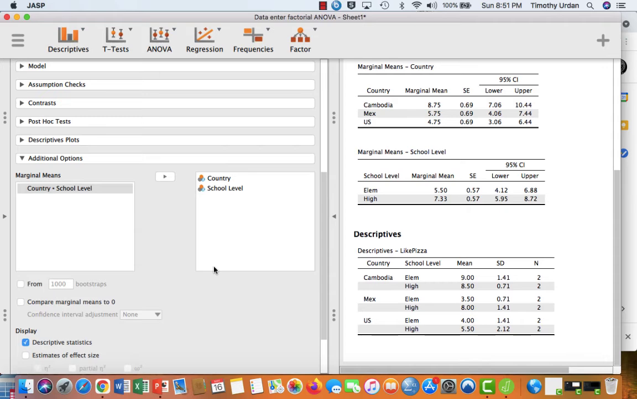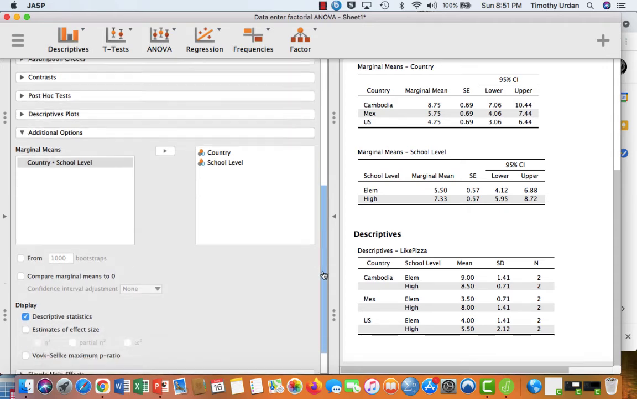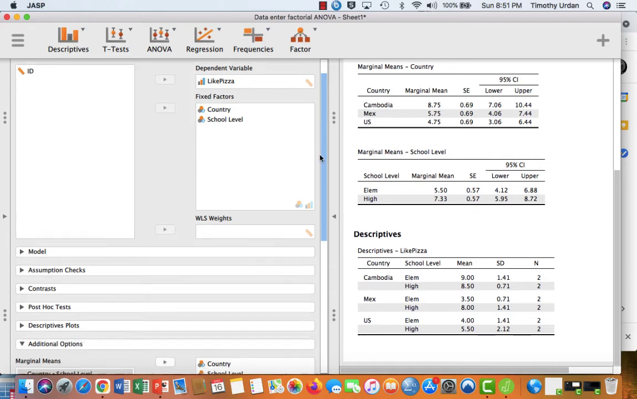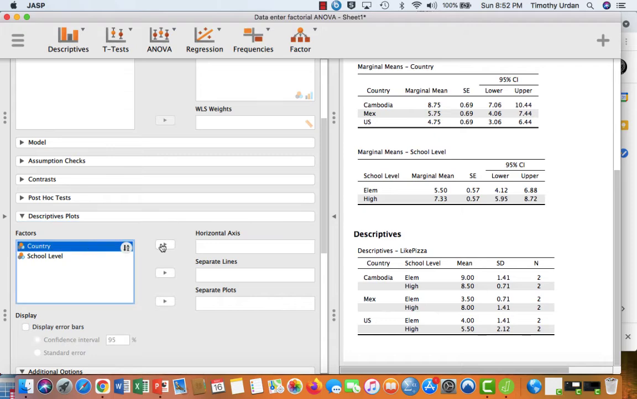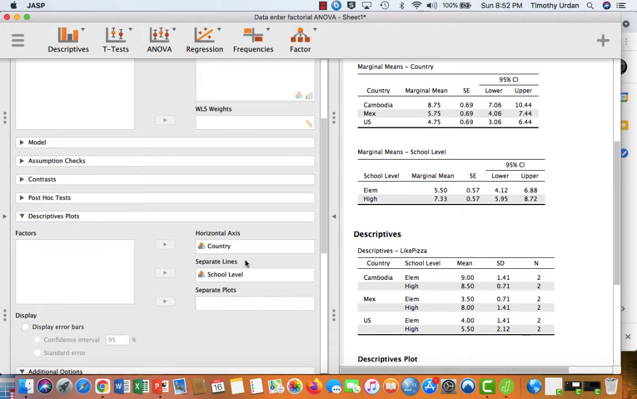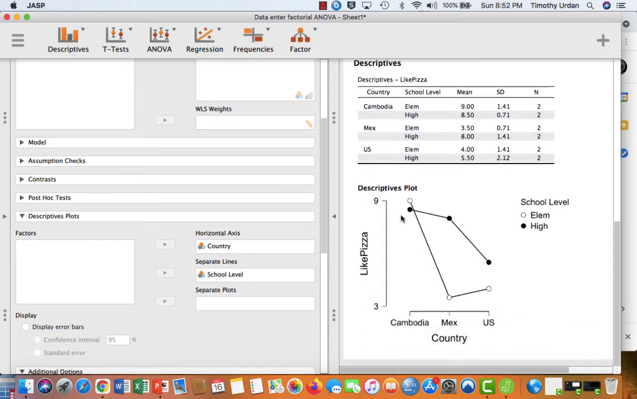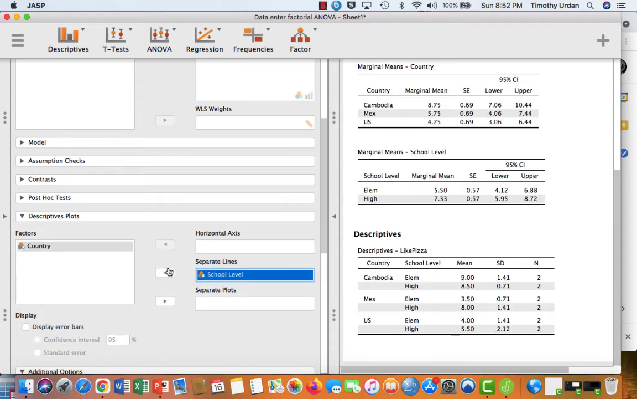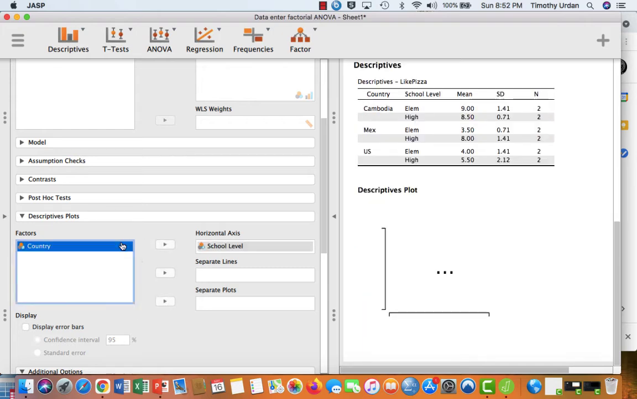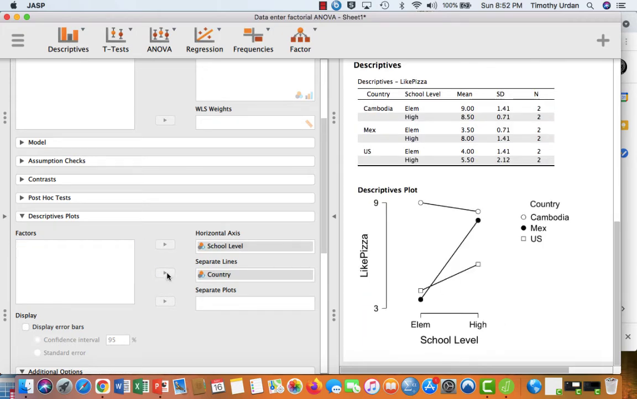Let's see. If we did descriptive plots, and we did it like that, you would see what looks like an interaction. See, Cambodia, they're very similar. Mexico, they're very different. US, they're somewhat similar. And if you change these around, so that school level is here, country is here, see how different these lines look? That's what an interaction looks like.